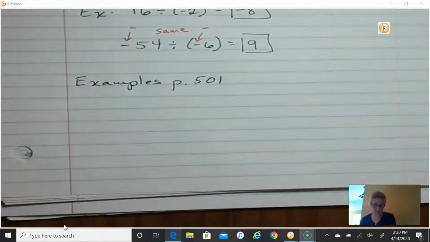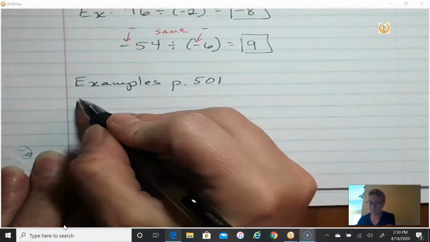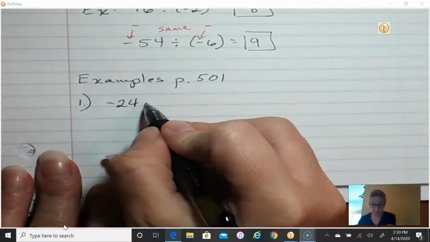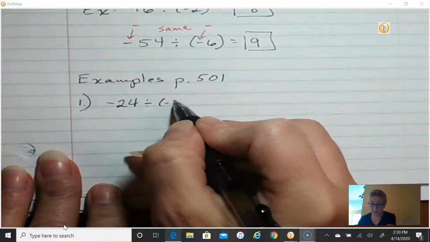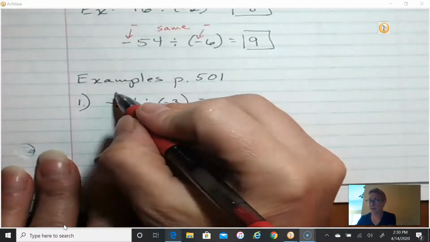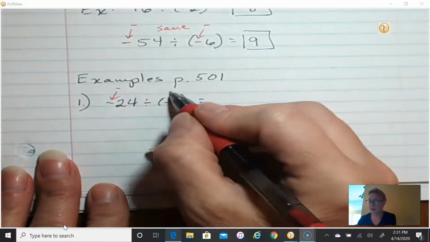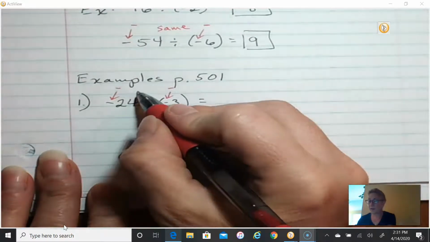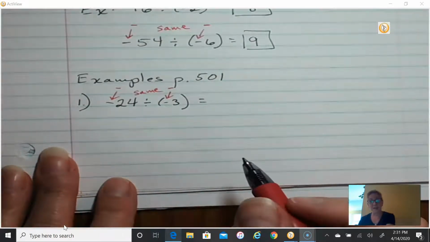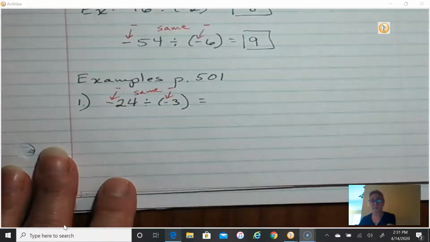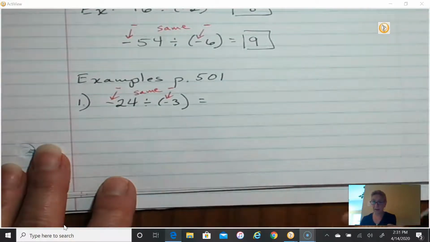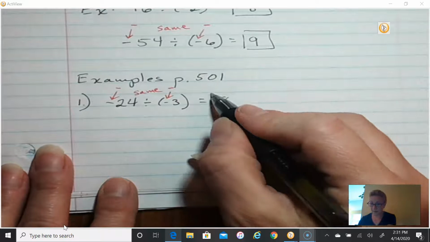And let's get started. So I have negative 24 divided by negative 3. I have a negative here and a negative here. Those are the same sign. So if they're the same sign, our answer is going to be positive. So negative 24 divided by negative 3 is a positive 8.